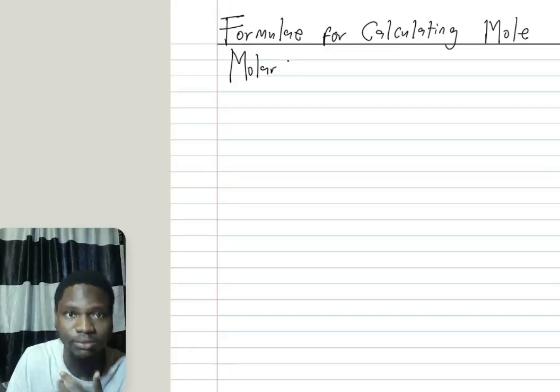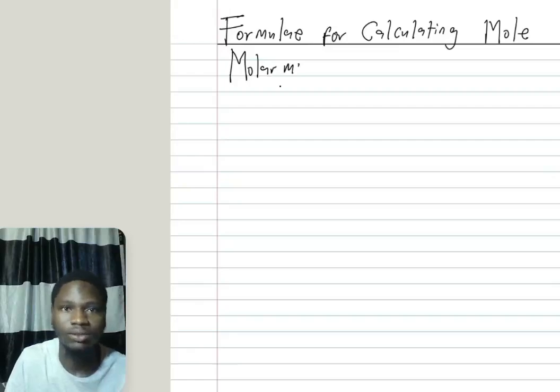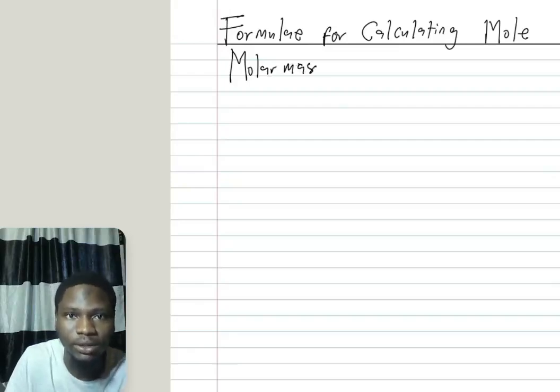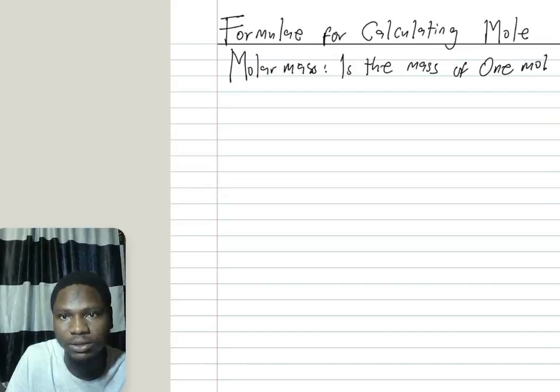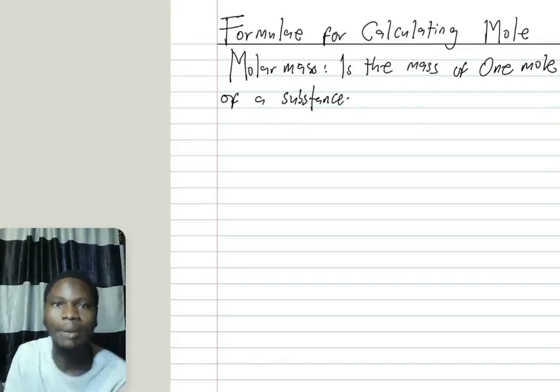What is that? Pay attention to that. How do we define molar mass? Molar mass is the mass of 1 mole of a substance. Again, can you define it out loud? Molar mass is the mass of 1 mole of a substance.